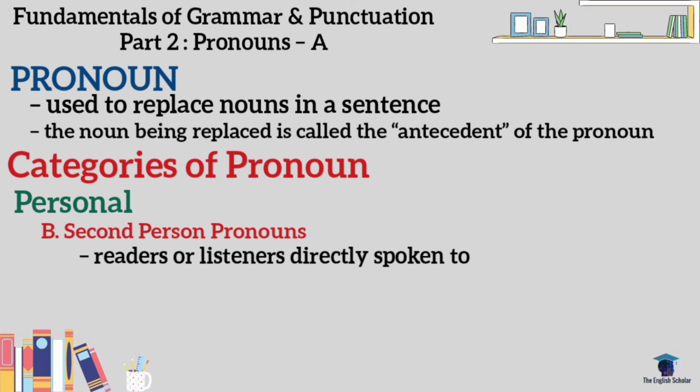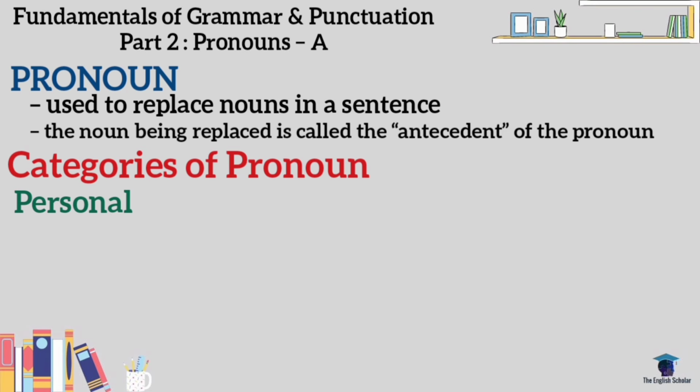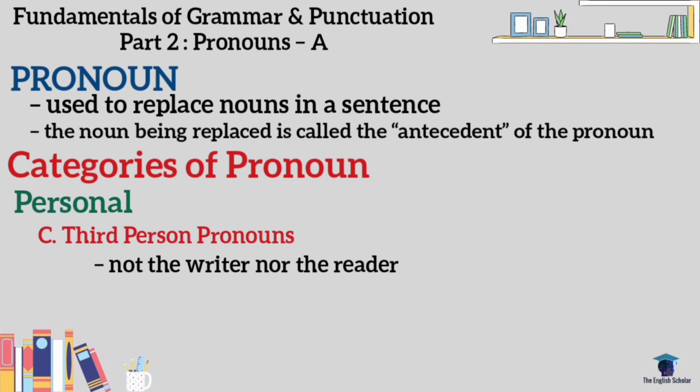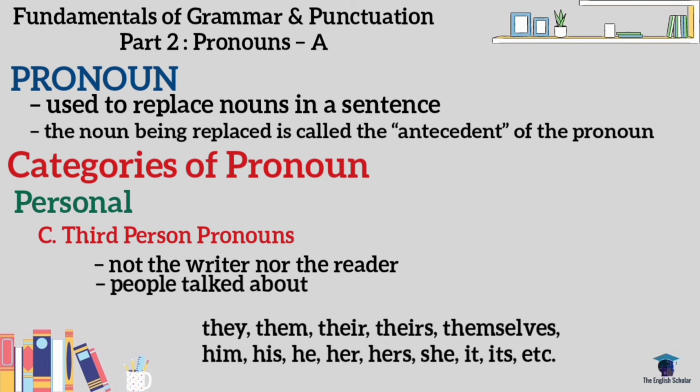Let's have letter B, second person pronouns. This refers to the readers or listeners directly spoken to or addressed to. For example, you, your, and yours. For letter C, we have third person pronouns. These are those people who are not the writer or reader, or usually third person refers to people talked about, like they, them, their, theirs, themselves, him, her, hers, his, its, etc.